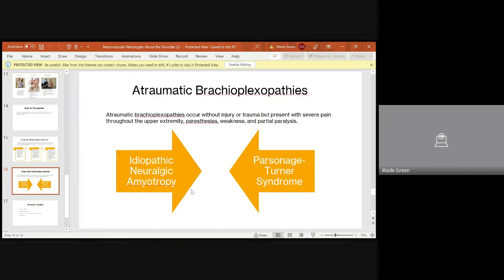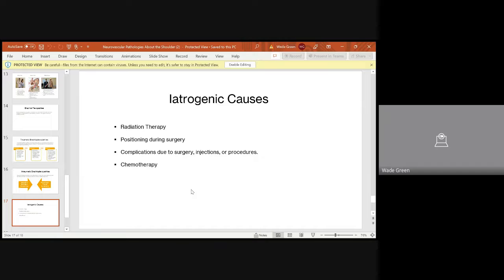Okay, you guys ready? Next slide. Here's the other thing. Like we talked about, we can also have iatrogenic causes, which means that as a healthcare provider, our treatment actually caused the issue. So radiation therapy, sometimes problems with positioning during surgery, complications due to surgery, injections or procedures, and then chemotherapy. Sometimes these can actually have an effect on nerves. So that's the last slide.